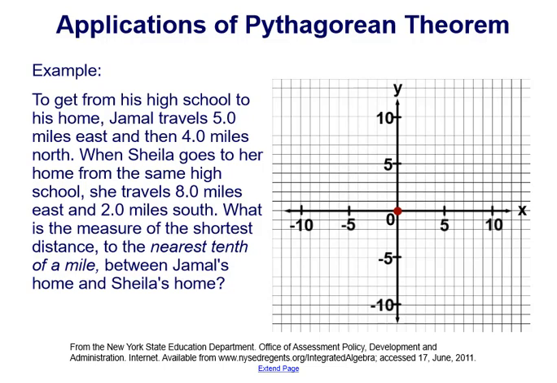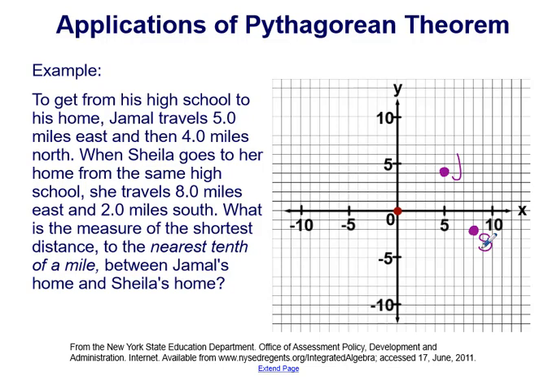So if Jamal travels 5 miles east, that would be 5 miles to the right, and then 4 miles north, so that would be 4 units up. So here is where we can represent Jamal's house with a J, that ordered pair coordinate point of (5, 4). Now Sheila from the school, so from the origin, she travels 8 miles east. So that would be going 8 miles to the right. And then she goes 2 miles south. So that would be 2 miles down. So that is the ordered pair of (8, -2), which we can represent with an S.